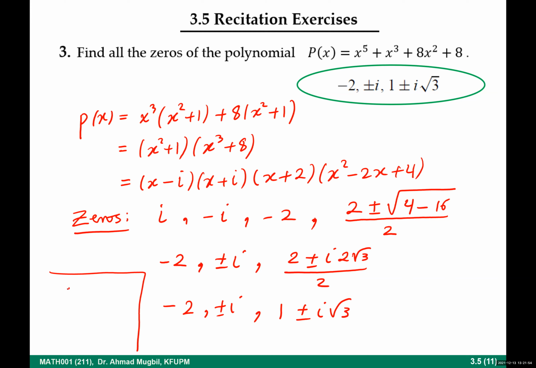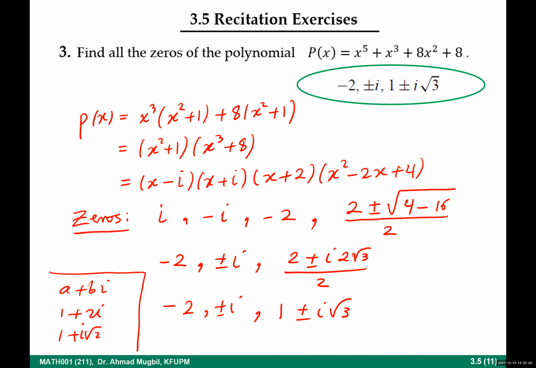If you have a plus bi, this is the standard form. If you have 1 plus 2i, it's okay. But of course, if you have 1 plus the square root of 2i, it is better to write i before the square root to avoid confusion, to put i inside the square root, because this will be another story. We will study it in the future, inshallah.